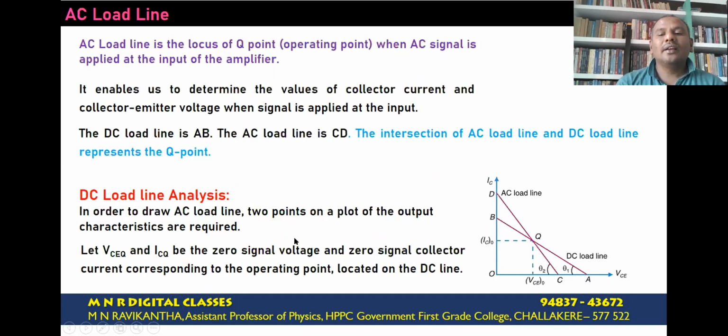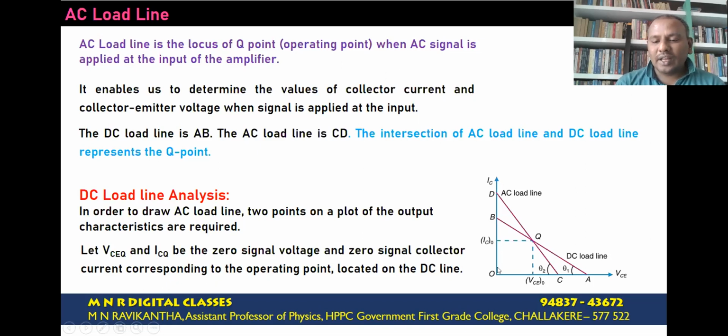Now let us understand the second type of load line, that is called the AC load line. AC load line is the locus of the Q point when an AC signal is applied to the input of the amplifier. Observe the difference. When no signal is applied, the load line is called the DC load line. When the signal is applied, the load line is called the AC load line. This AC load line enables us to determine the values of collector current and collector emitter voltage when the signal is applied to the input.